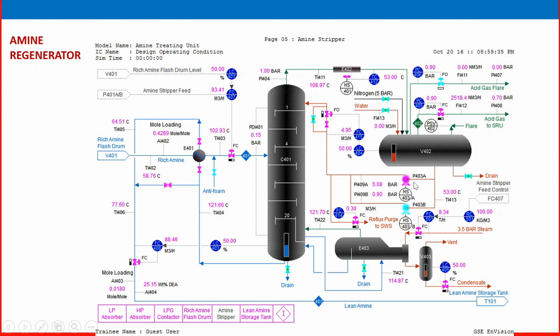Back to the system using a reflux pump to the stripper top. So the reflux temperature can be maintained here at around 53 degrees C. That creates around 102, 103 degrees C inside the stripper. So this is the process here. The reboiler provides the required energy for the stripper. So this is the process.